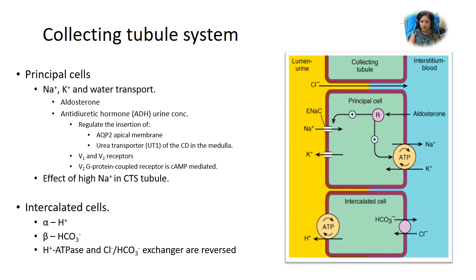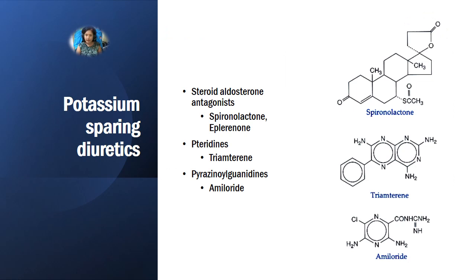So in the absence of ADH, in the collecting tubules and the collecting duct, the membrane becomes impermeable to water. So what are the diuretics that we're going to look at? The first on our list include the potassium-sparing diuretics, and these include the aldosterone antagonists. They all antagonize the release of aldosterone in the collecting tubules.